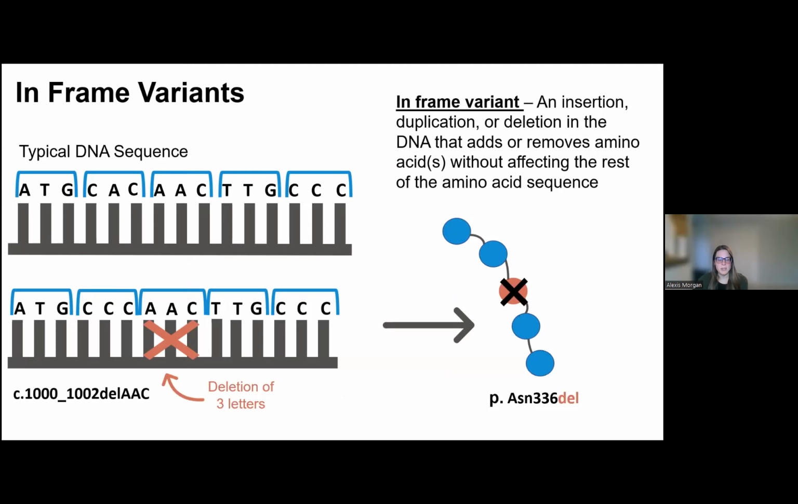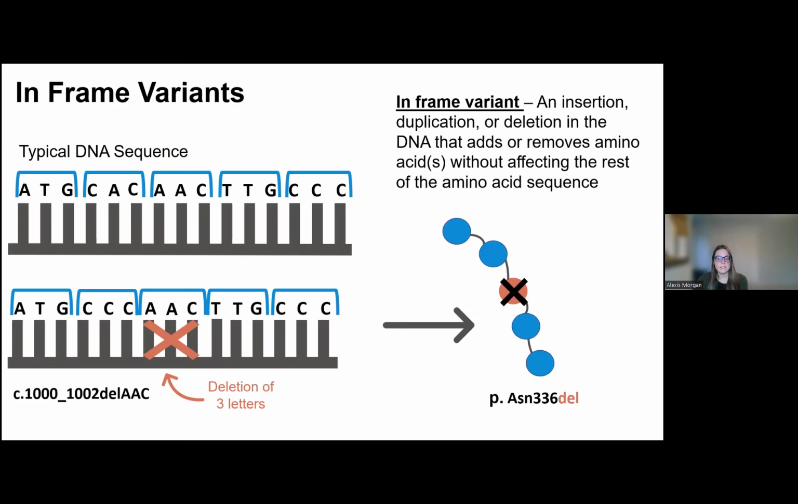As I previously mentioned, adding or removing letters in the DNA sequence can result in two types of changes to the protein. The first change was a frame shift, and the second change is an in-frame variant. Insertions, duplications, or deletions of the DNA in sets of 3 does not shift how our body reads the remaining letters. Since it is not changing the reading frame, it is called an in-frame variant.